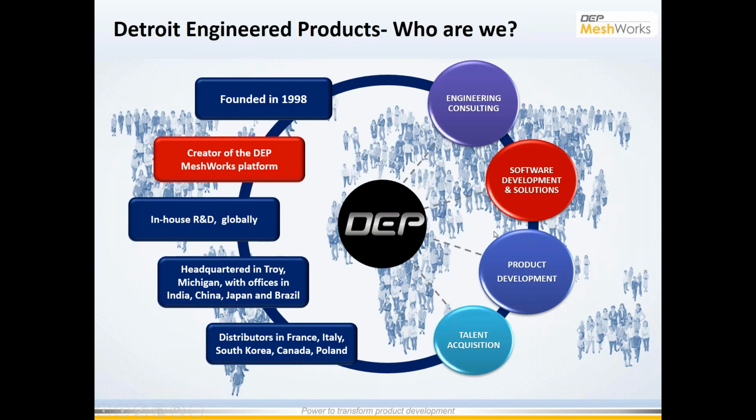And DEP is based out of Troy, Michigan. That is where we are headquartered. We have close to about 170 employees in Michigan and in California together. And globally, we are about 500 engineers. And we are into engineering services as well as software development. But today's focus is going to be on Meshworks.